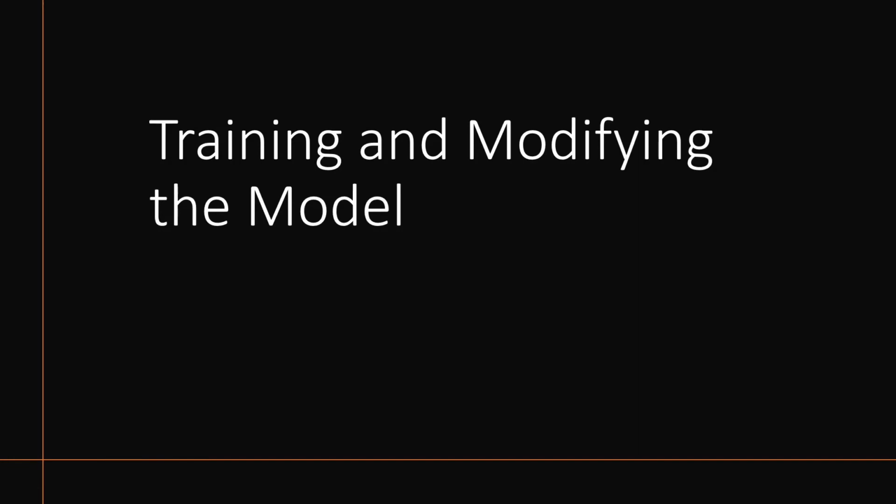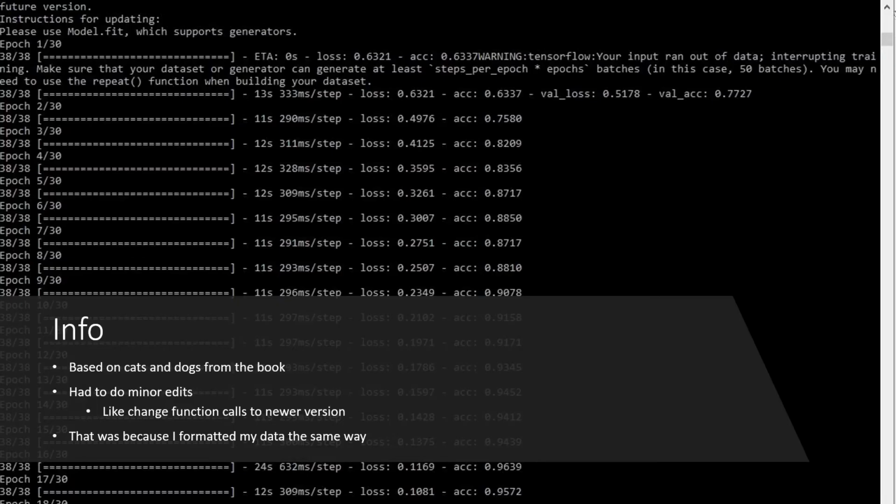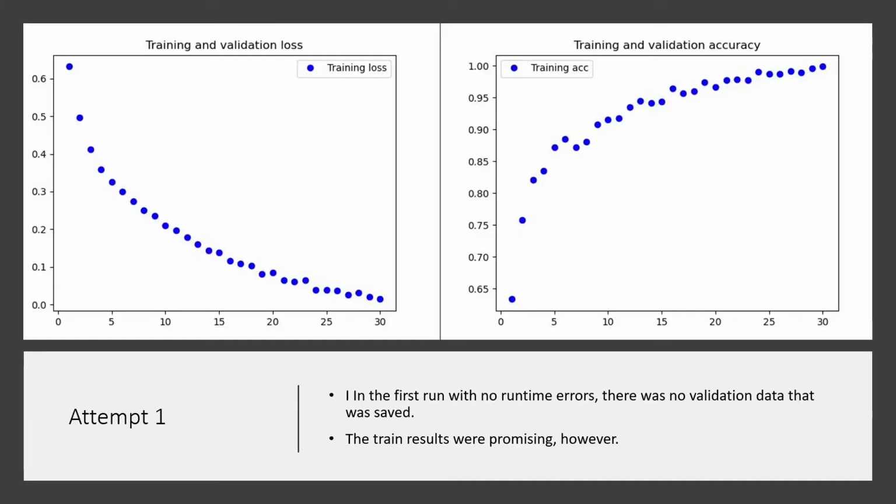Now we're going to move on to training and modifying the model. I did get it to finally work, as I mentioned. I based it on cats and dogs from Deep Learning with Python. I had to make minor edits to it, like changing function calls to newer versions, and the reason I was able to do that is because I formatted my data to be organized the same way. In the first attempt, with no runtime errors, there was no validation data saved. The training results were promising, however. They looked to be correct.